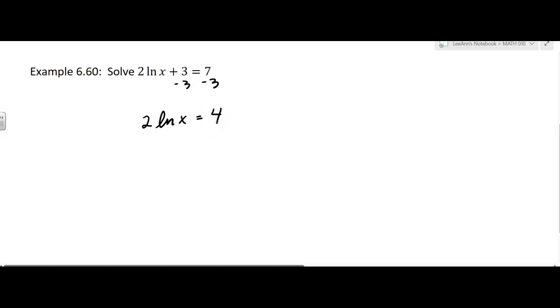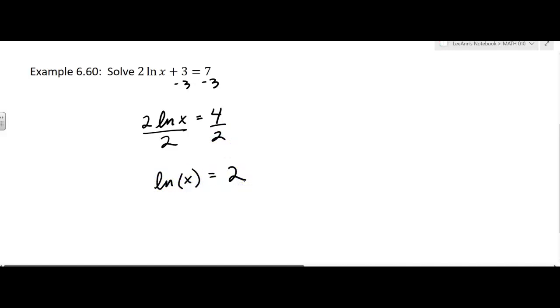Now you might be thinking, well, why didn't I use other techniques? Well, first of all, this is our first equation that we're solving with a logarithm in it. We used logarithms in other equations, but this time they gave us a logarithm. So we want to isolate the logarithm in this case. We're going to divide both sides by 2. And so we have the natural log of x equals 2.